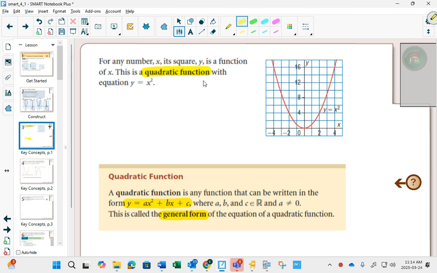And last semester in grade 10, you graphed y equals mx plus b. You learned how to graph straight lines. Now we're going to learn how to graph parabolas. How can we take this equation and draw the correct parabola that goes with it?